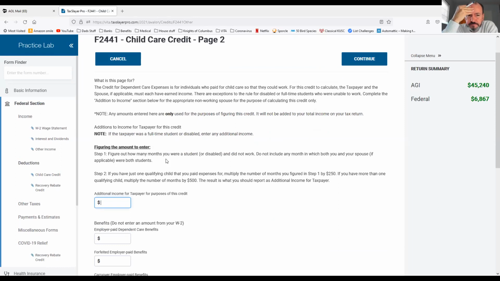Arnie, can you read step 1 aloud? Step 1: figure out how many months you were a student or disabled and did not work. Do not include any months in which both you and your spouse, if applicable, were students. Okay, and what about step 2? Step 2: if you have just one qualifying child that you paid expenses for, multiply the number of months you figured in step 1 by 250. If you have more than one qualifying child, multiply the number of months by 500. The result is what you should report in additional income as a taxpayer.